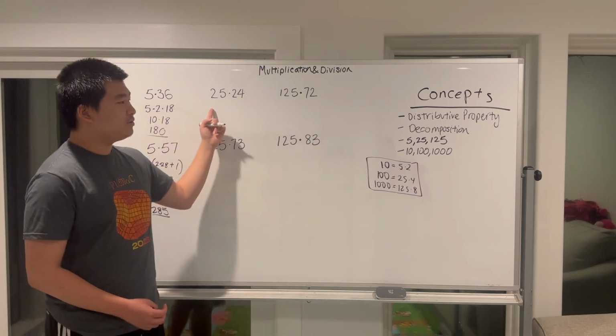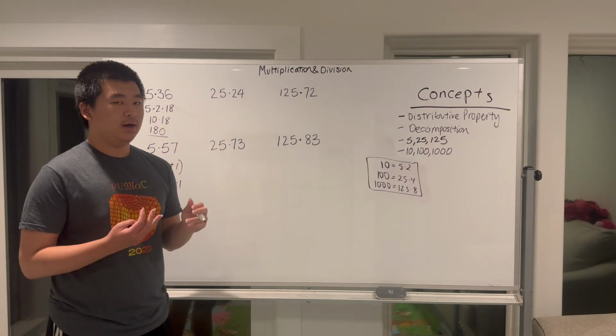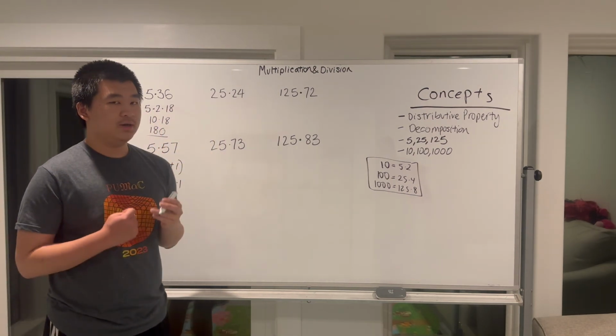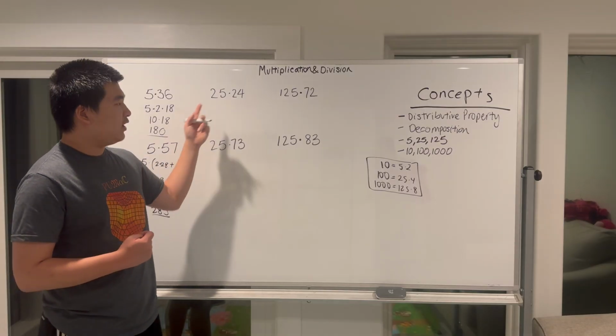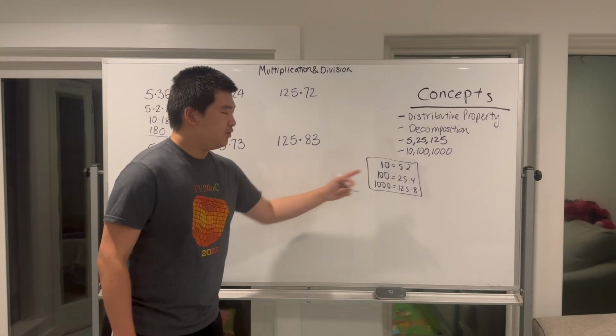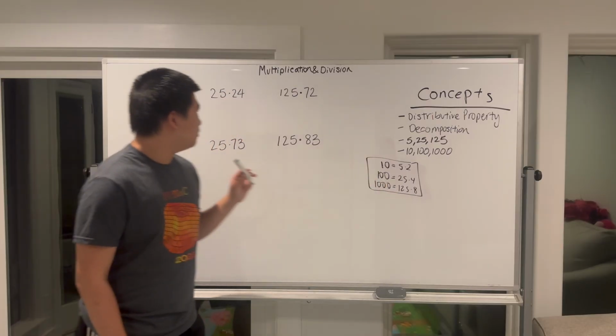For example, in this question, 25 times 24. Now, you might start to see the pattern here. It's a pretty simple idea, but 25, we'd like to make it a 100. But to do that, we need a 4. So where does that 4 come from?